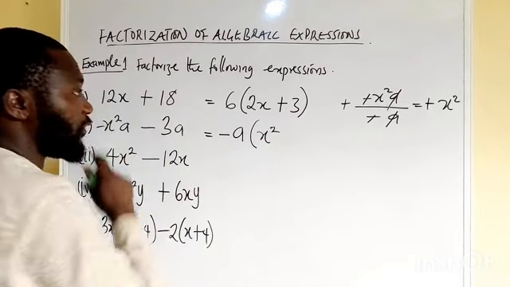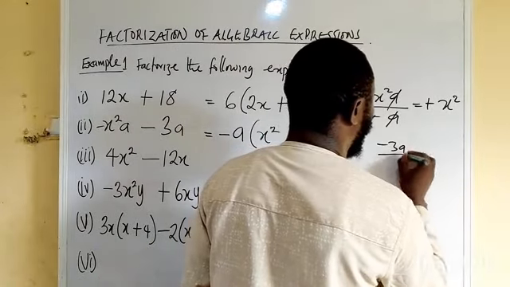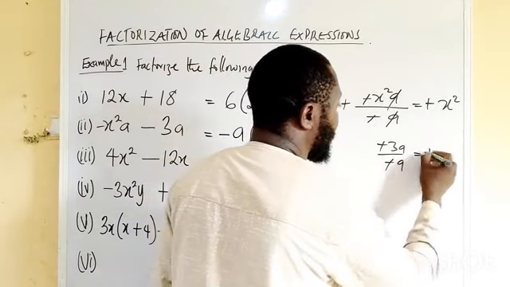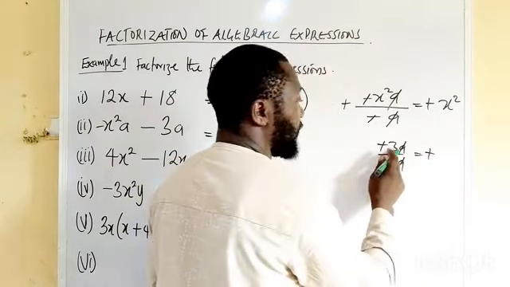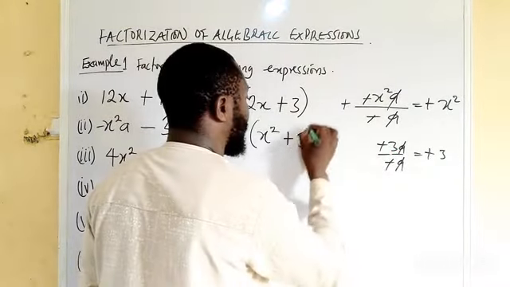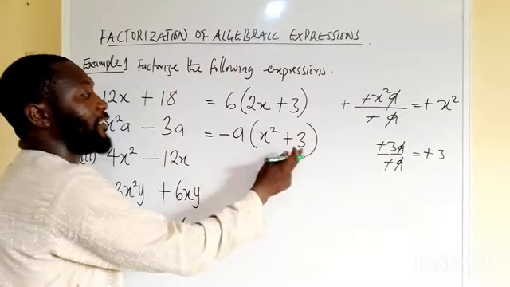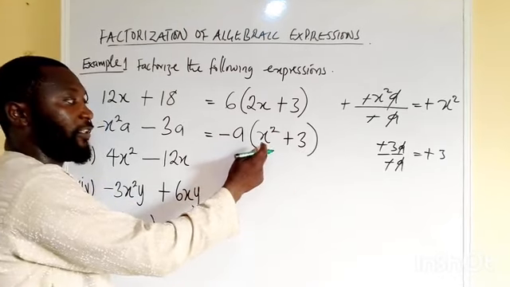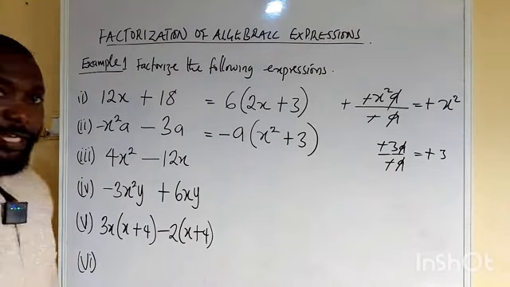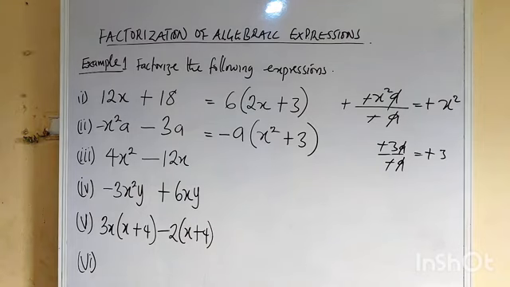So here also we do the same for negative 3a. Minus 3a divided by minus a. Minus divided by minus again, we have plus. When you divide by a, what is left? 3. So you have plus 3. We need to write the positive sign here because you are linking this 3 to this x squared. So you need to write the sign. And that is the end of the factorization of the second question.